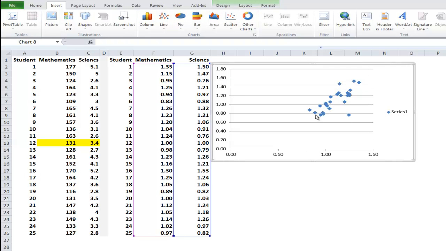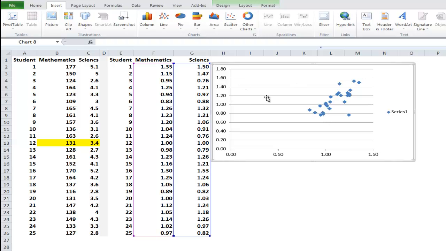You can see it's an upward trend. So as mathematics gets better, so does science get better. It's not saying one's causing the other. It just says, you know, as mathematics score increases, the science score increases. There's a lot of variation. So a bit of a mess really.